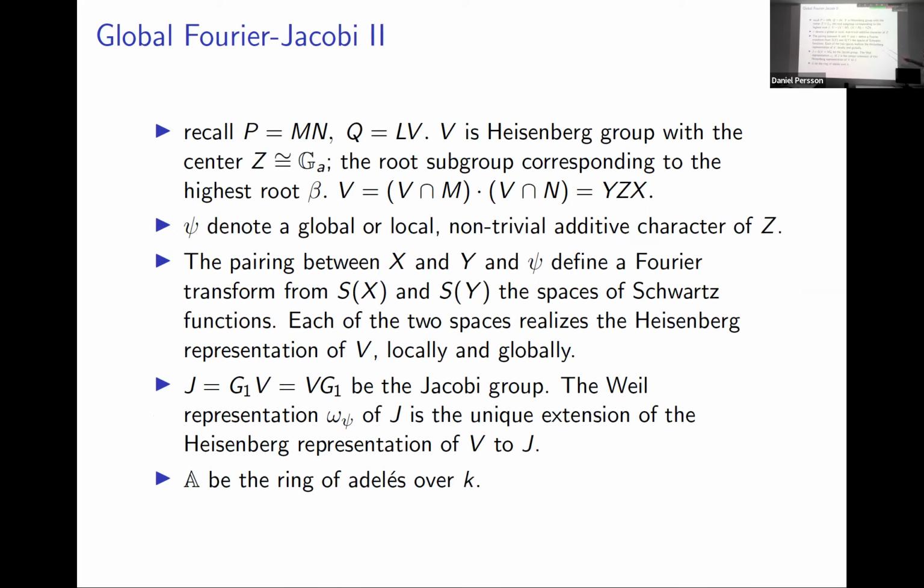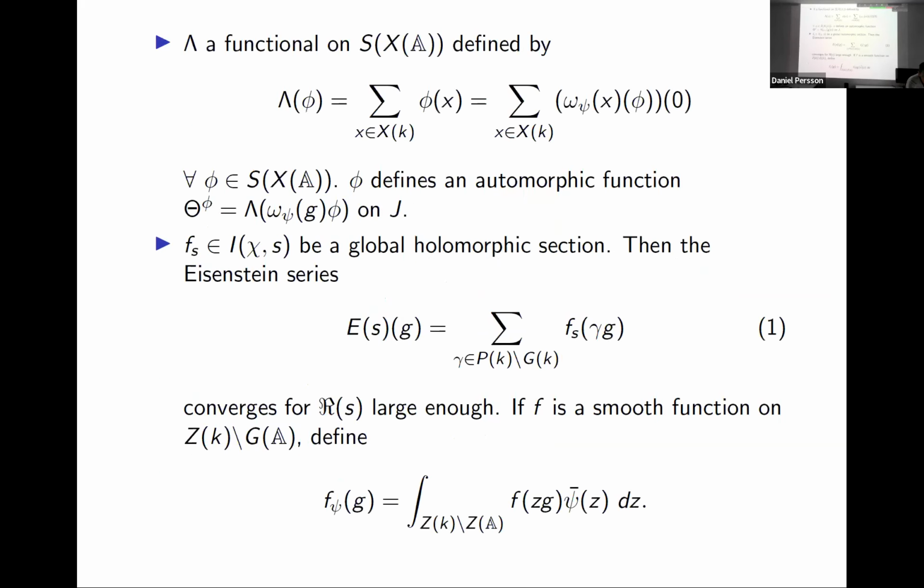And we know that we can realize the Heisenberg representation and then the Y representation on the Schwartz spaces S(X) and S(Y). And so you also need a theta functional. So you start from a global holomorphic section here. This global induced representation forms the Eisenstein series. And you know that this converges for the real part of s large enough.